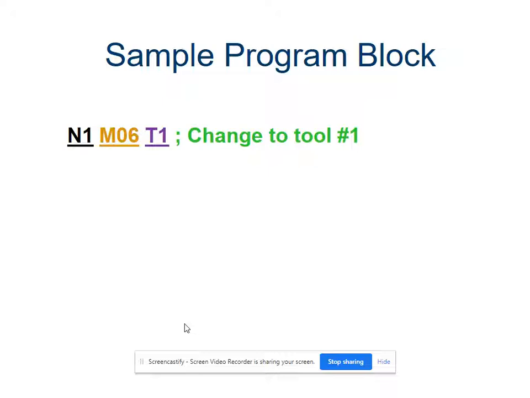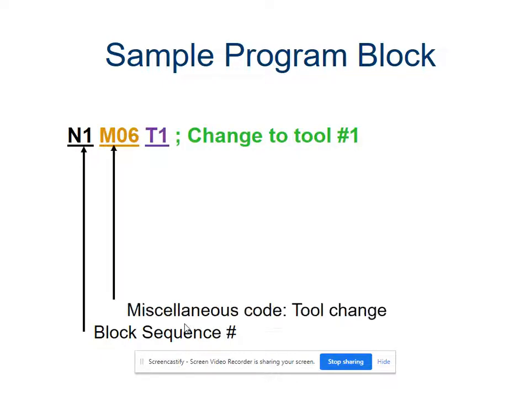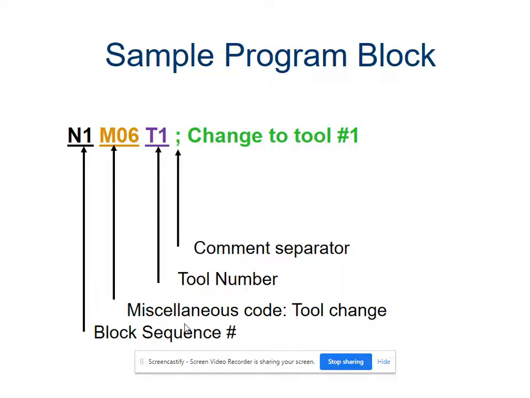So that's the first thing. And it says M06, which is a tool change. That means put a particular tool in, and that T1 is the tool number. So the block sequence number is that N1. M06 is the miscellaneous code for a tool change. And then T1 is the tool number, like I've just discussed with you.